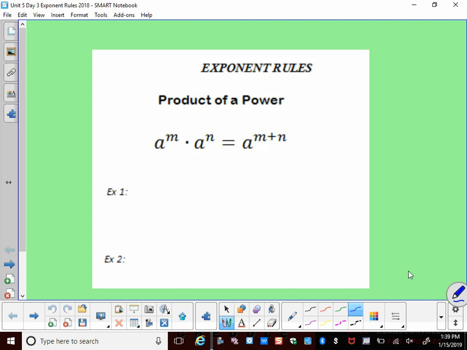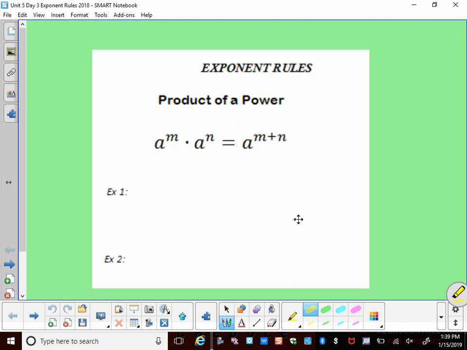So what we're doing, you need to make sure that you have your yellow exponent rules right next to your packet. Okay, so it should be on day 3. We're going to go back and forth. All right, so the first one is product of a power. That's in your top left corner. Product of a power.